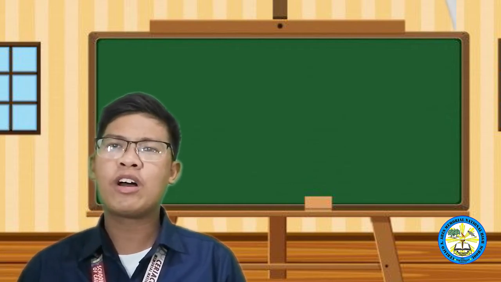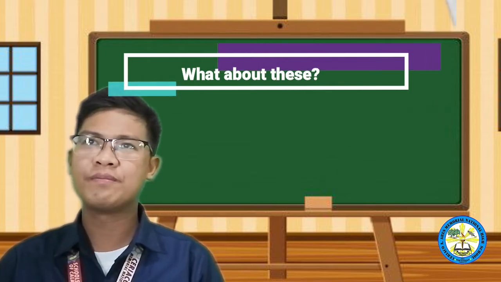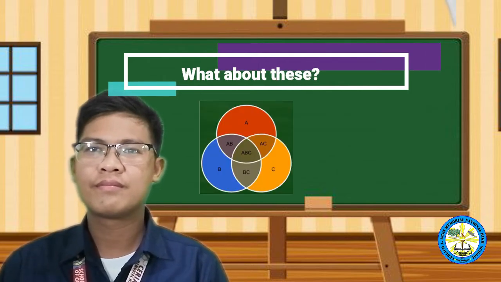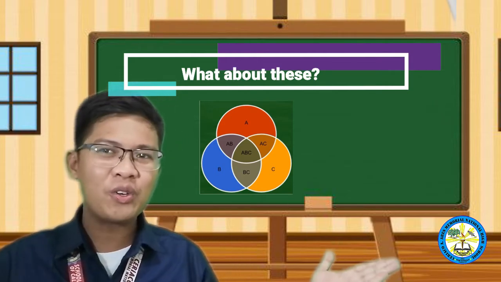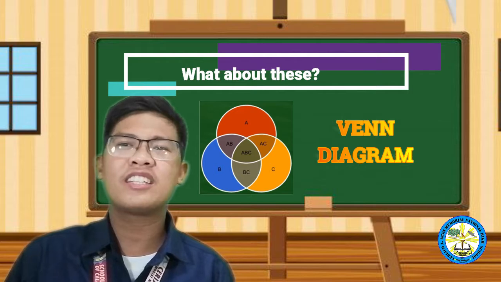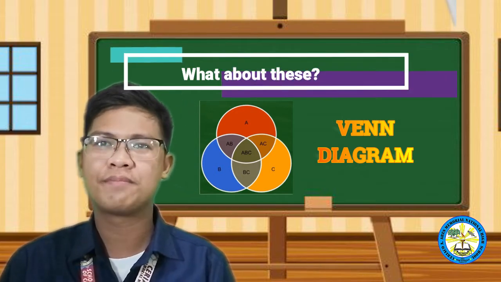So let's try to figure out what this figure is. How about this one? Very well said. This is called a Venn diagram, and it's very common to see this kind of figure in every math lesson.